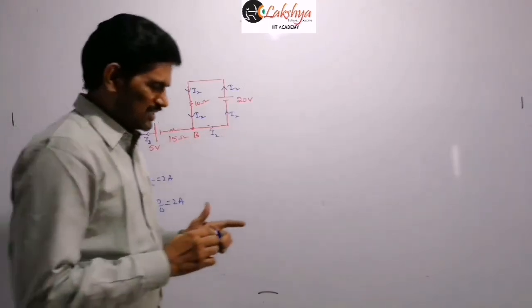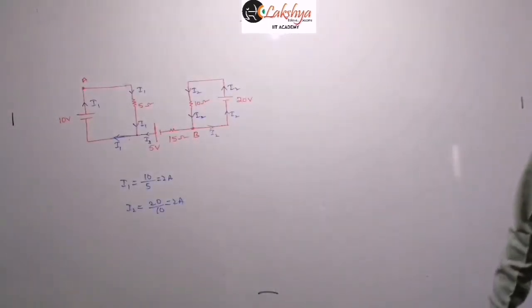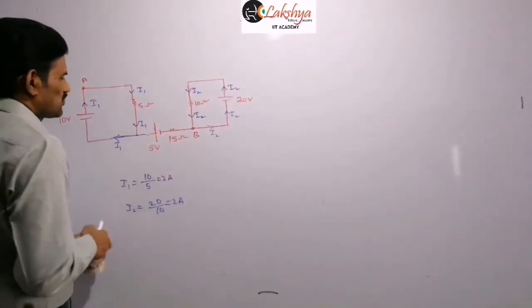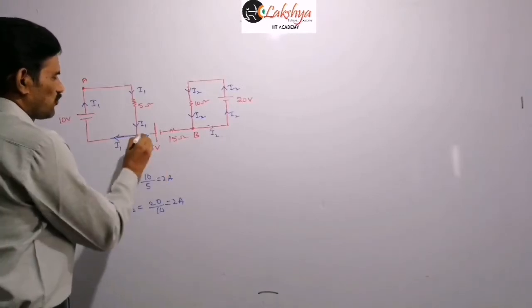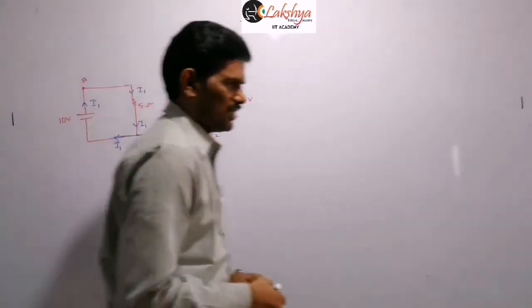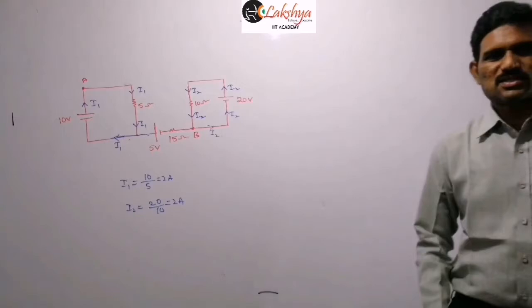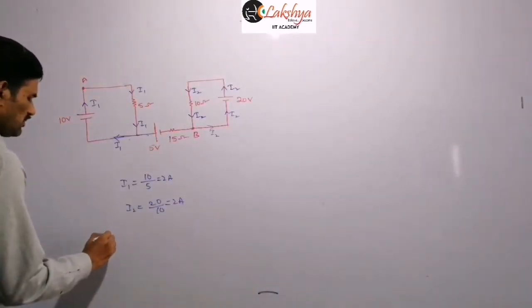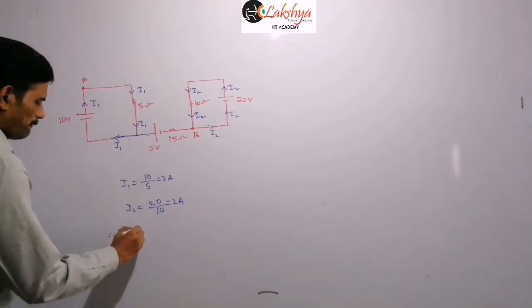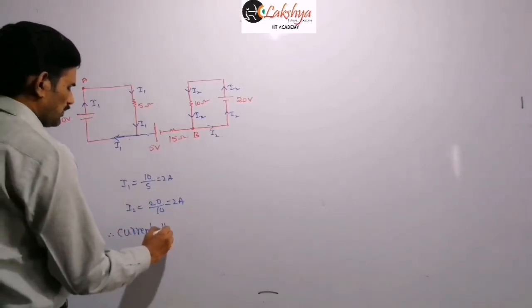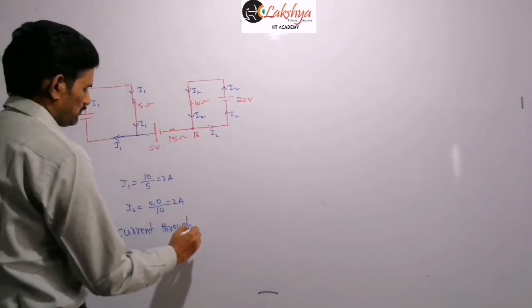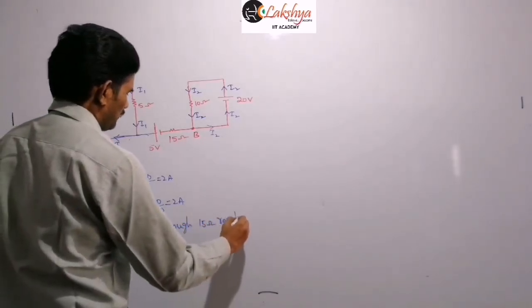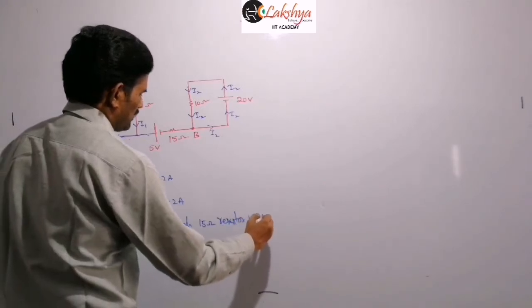That means simply what we can say is that the cell is in open circuit. It is not the closed circuit. This 5 volts is not in closed circuit. It is an open circuit here, so no current is flowing through that cell, and therefore the current through the 15 ohm resistor will be 0. So mention that. Therefore, current through 15 ohm resistor is 0.